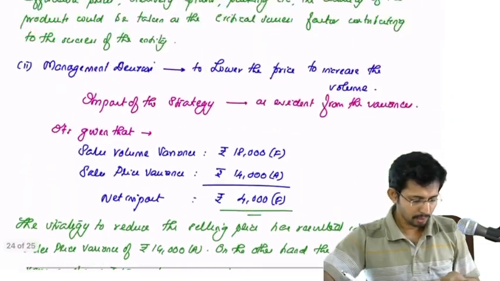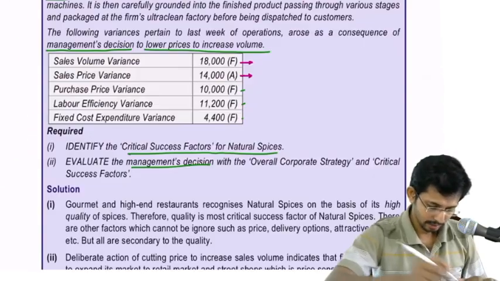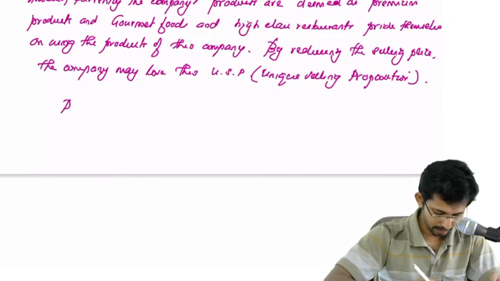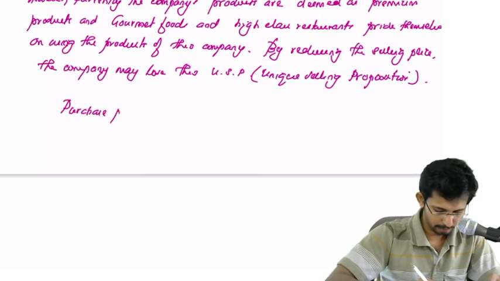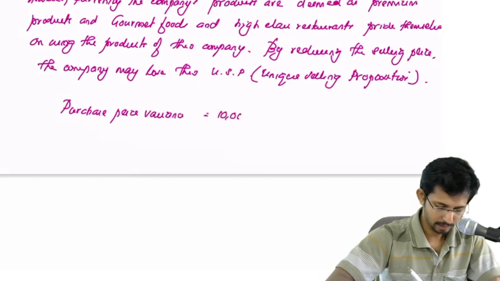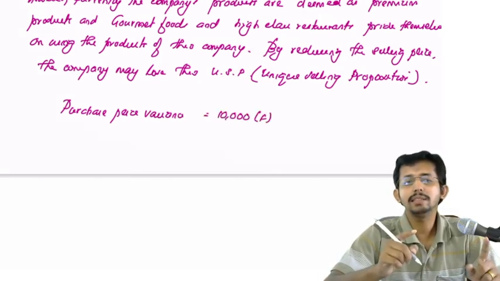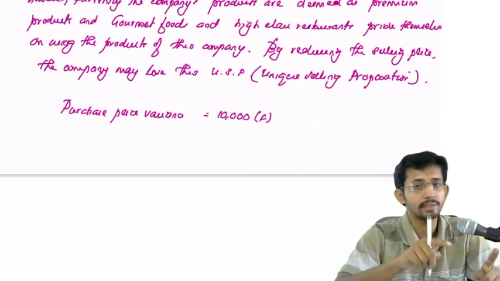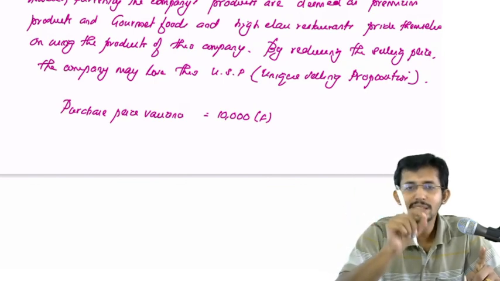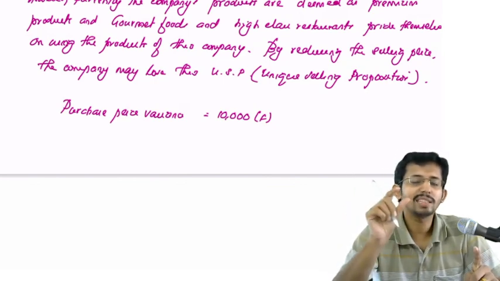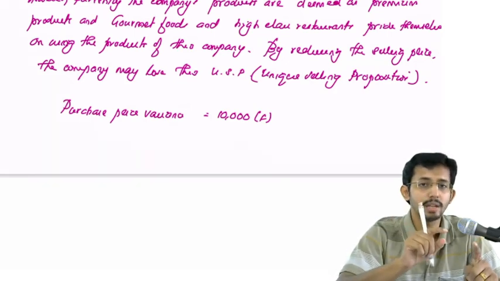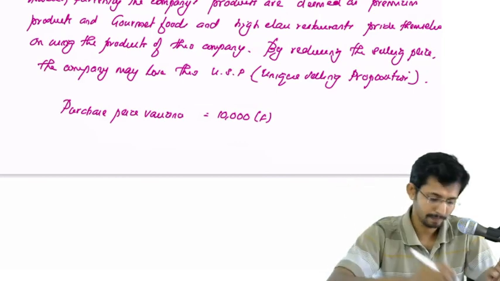Now similarly, if you see what is the next variance, the next variance is purchase price variance. It is 10,000 favorable. Okay, you can write purchase price variance is 10,000 favorable. What does it mean? The meaning is that the purchase price of the raw materials or spices was lower than the budgeted price. While it will increase the budgeted profits, there is a harm for this. When the purchase price reduces, there is a chance that the quality may be compromised, which is against the overall objective of the company.